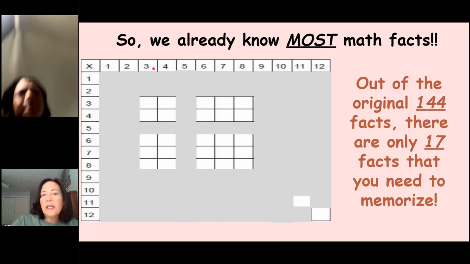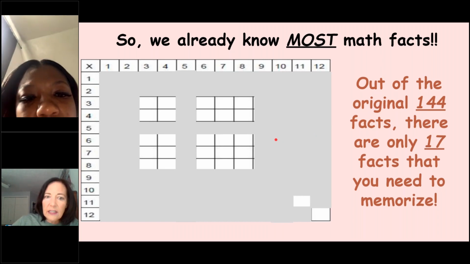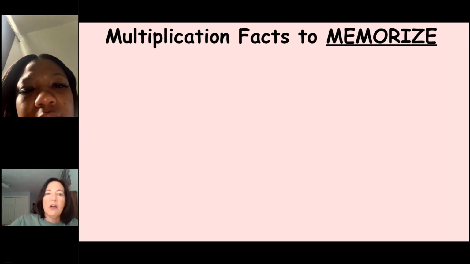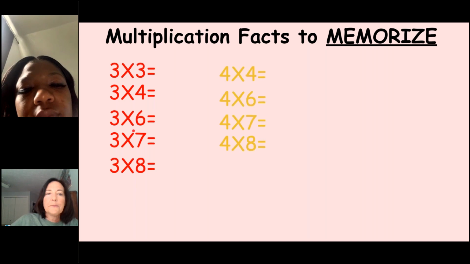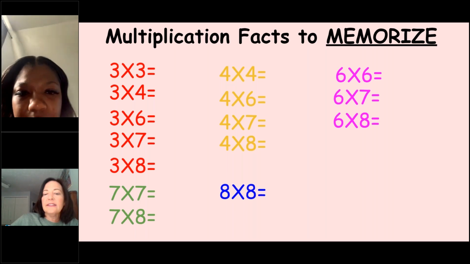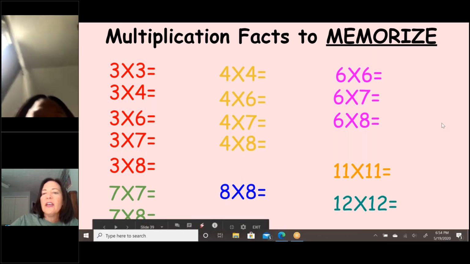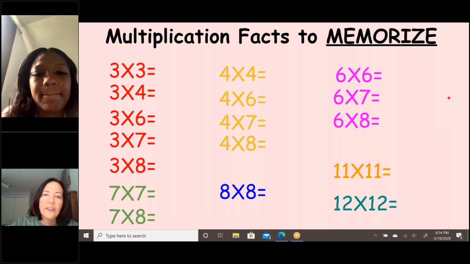Okay, so we already know most of our math facts. Out of the original 144, there's only 17 that would be the hard ones, once you take out all the duplicates. The hard problems to memorize are the threes, the fours, the sixes, the sevens, the eights, the 11s, and the 12. These are the 17 problems that we don't have a quick strategy to figure out on the spot, so it would be really helpful to memorize these. And to memorize them, I have a couple of suggestions, and I'll get to that in a minute.